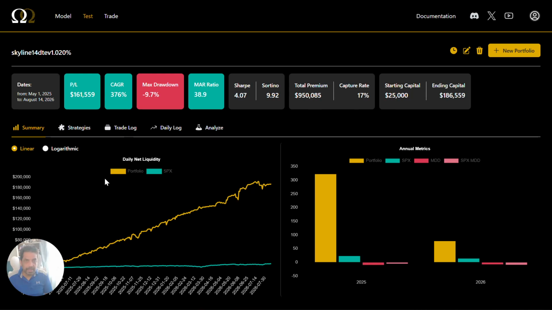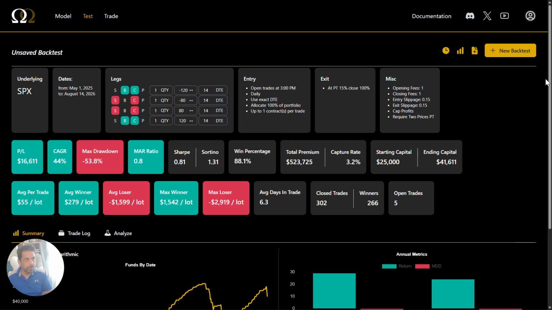Now we are looking at the Skyline 14 DTE version 1.0 with a 20% profit target, and we can see some of the results here, and the overall capture rate is around 17,000 and overall ending capital is 186,559. The drawdown is 9.71% and MAR ratio is 38.9%. This is one of the best configurations for this version of Skyline, and the time frame we are looking at is from May 1st, 2025 to August 14, 2026.